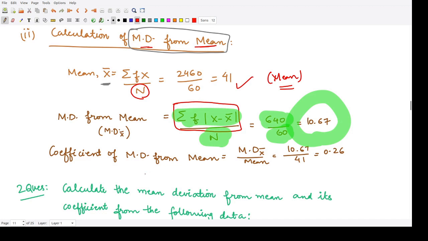Next, we will calculate the coefficient of mean deviation from mean. That would be this quantity 10.67 divided by the mean, that is 41. So that is 0.26. So this is the final answer.